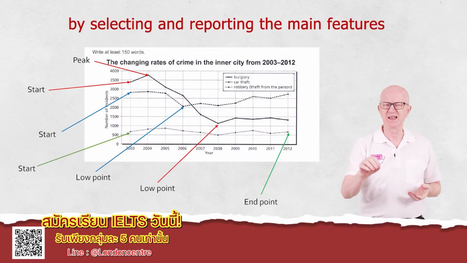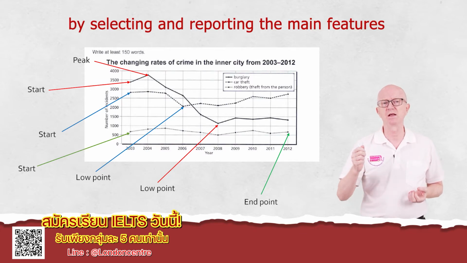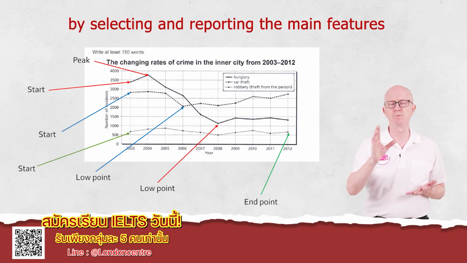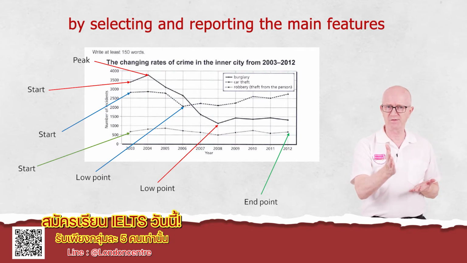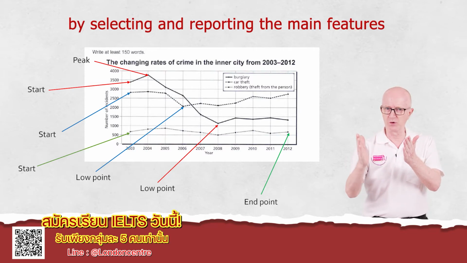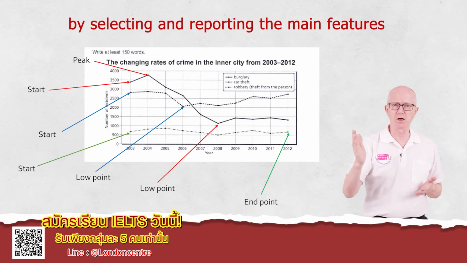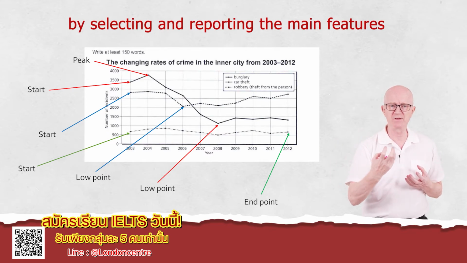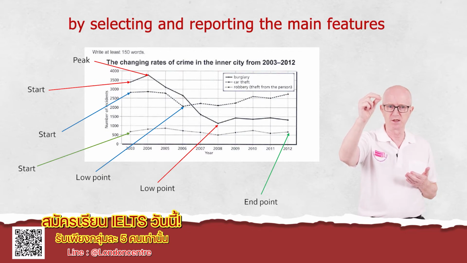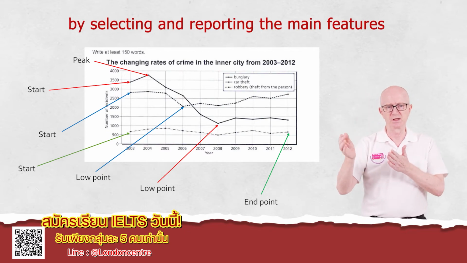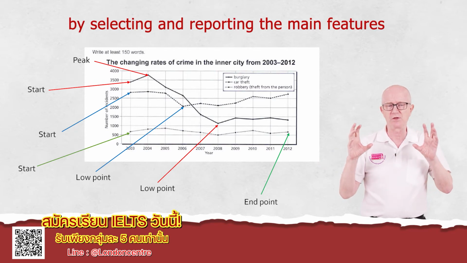So part B is to select and report the main features. What I've done here, I've pointed out some main features on this line graph. With a graph, we normally have a starting point and we follow it through until the end point. And along the way, we have main features. So for example, I've got the starting points as main features, any high points, such as a peak, any low points, and some endpoints. These are the main features.